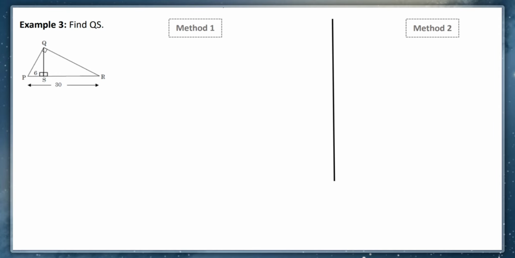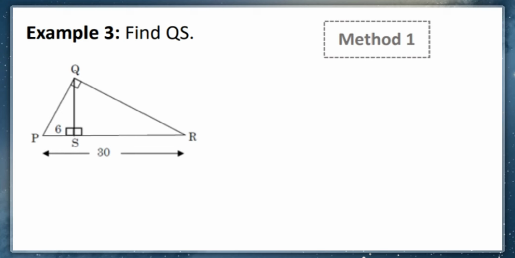Now, if we're going to find QS here, one thing that I suggest doing to start is marking your right angles. Your right angles are there in the picture already marked. If they're not, go ahead and mark them. Next, go ahead and draw your rings. Remember what we said, let's mark angle P with 1 ring and then angle R with 2 rings.